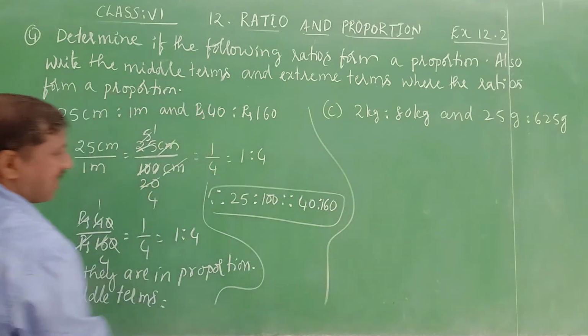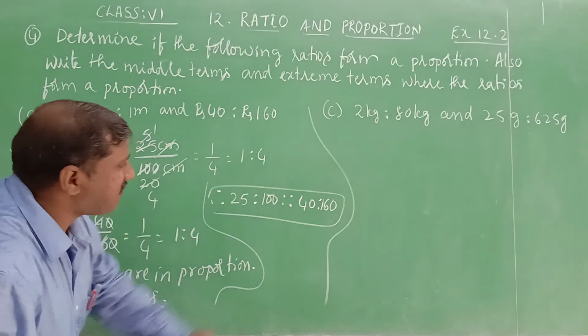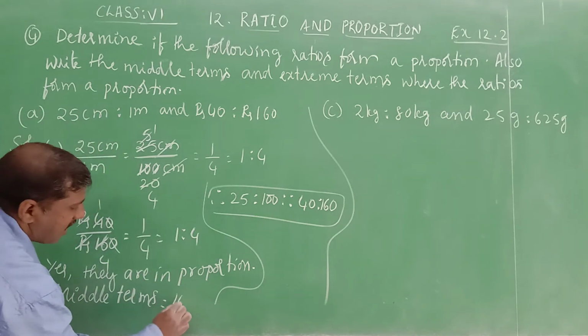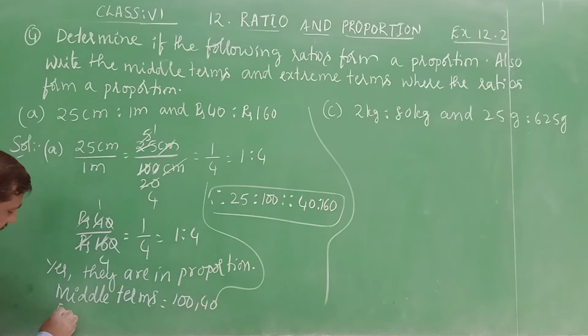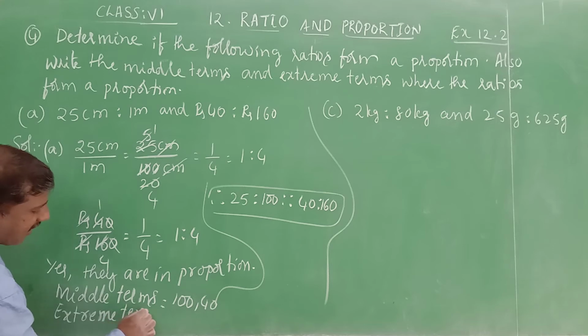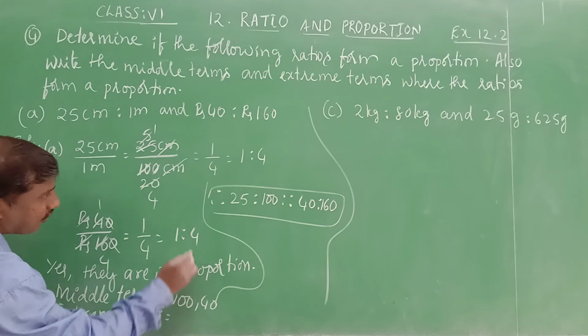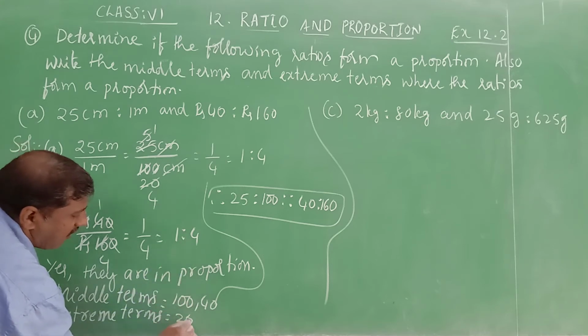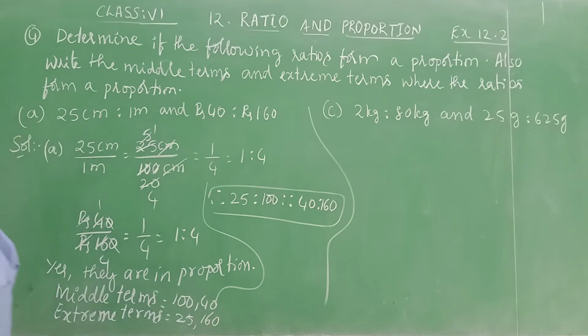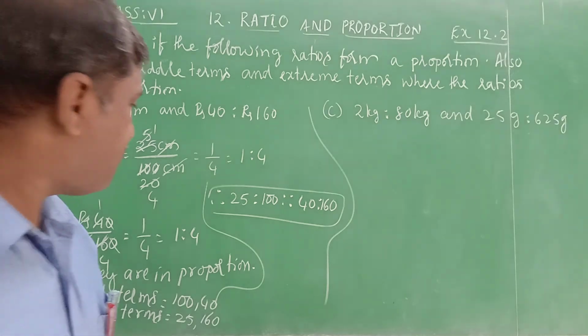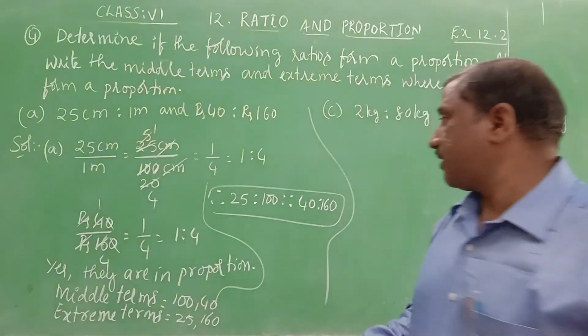The middle terms are 100 and 40. Then extreme terms. What are the extreme terms here? That is the first term and the fourth term. 25 and 160 are the extreme terms.